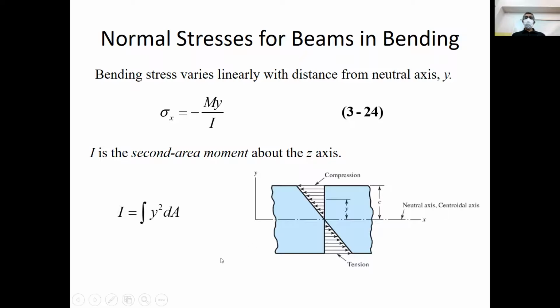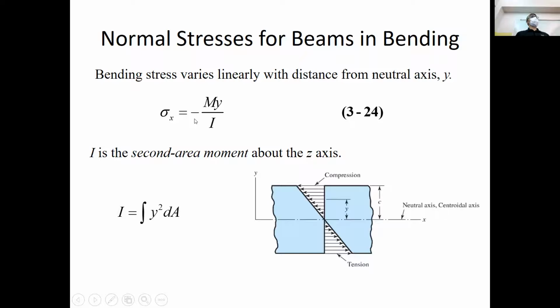So as I have a positive bending moment that goes like this, you notice that the pull, which is the positive stress, is in the negative y direction, and the push, which is negative, is in the positive y direction. So that's why we have the negative sign.